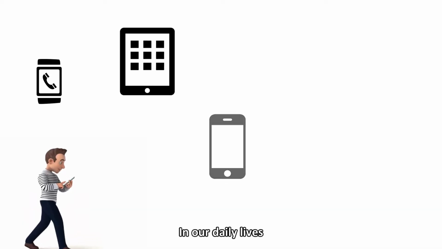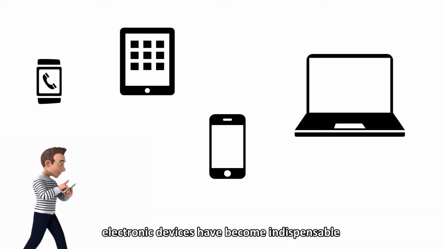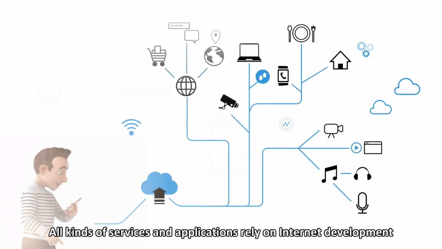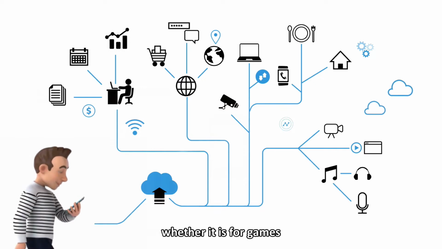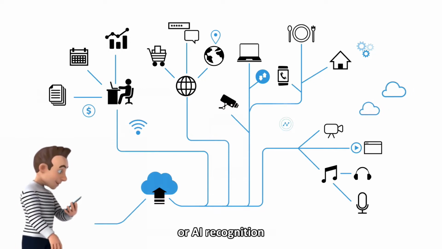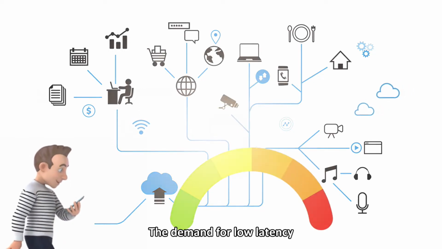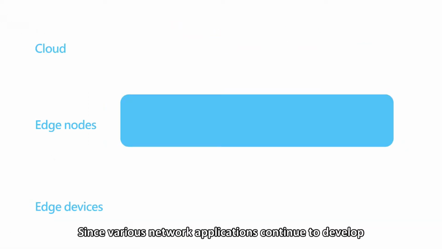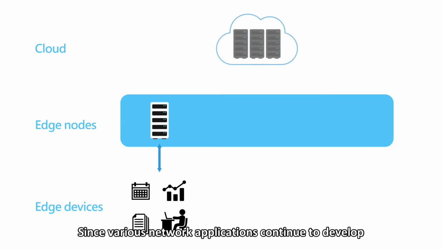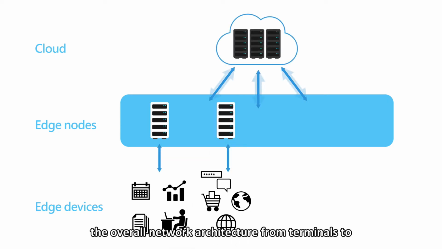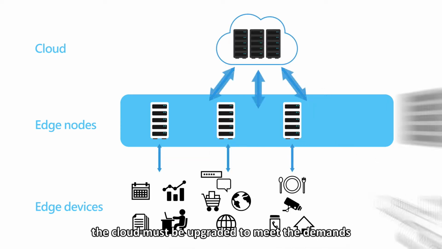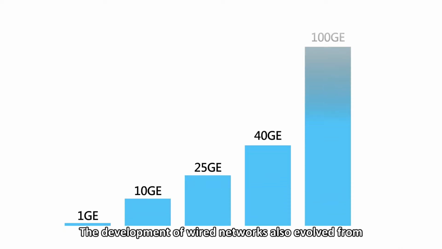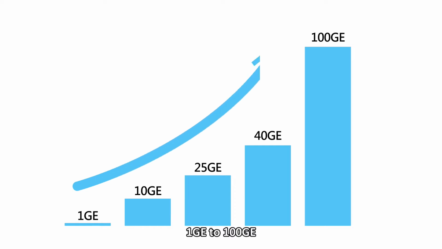In our daily lives, electronic devices have become indispensable. All kinds of services and applications rely on internet development, whether it is for games, video streaming, or AI recognition. The demand for low latency and high bandwidth networks is also increasing. Since various network applications continue to develop, the overall network architecture from terminals to the cloud must be upgraded to meet the demands. The development of wired networks also evolved from 1 gigabit Ethernet to 100 gigabit Ethernet.